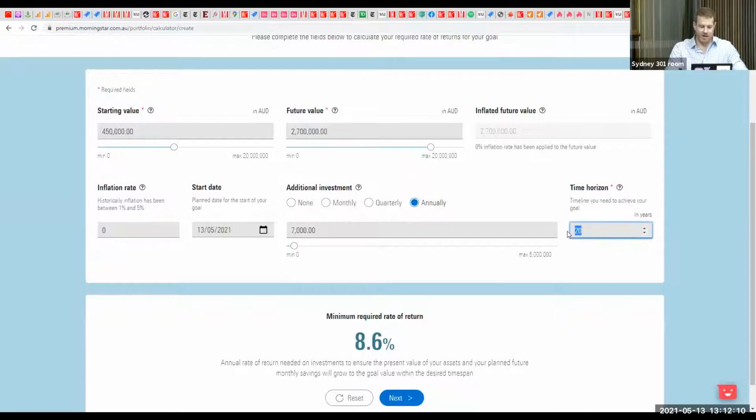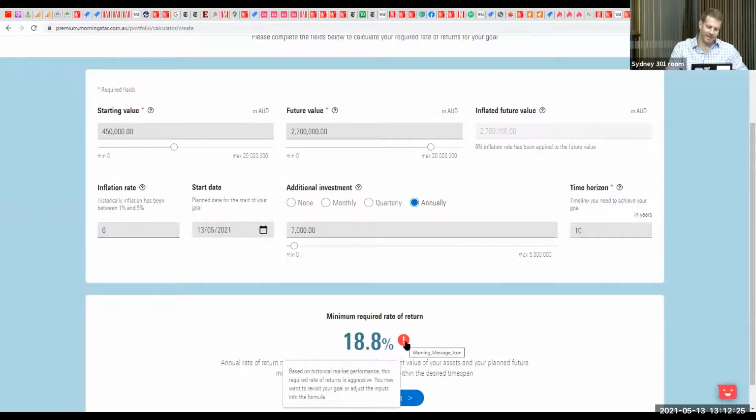So if I wanted to retire in 10 years instead, all of a sudden it's 18.8%. You're not going to make 18.8%, despite what everyone who started investing in March tells you. You're not going to make that much a year over any sort of long time period. That's why we give you a little warning saying, hey, you're probably not going to make it. You need to adjust your inputs. So the advantage of doing this is you can see if your goal is achievable, and you can also figure out what it would take to achieve your goal.